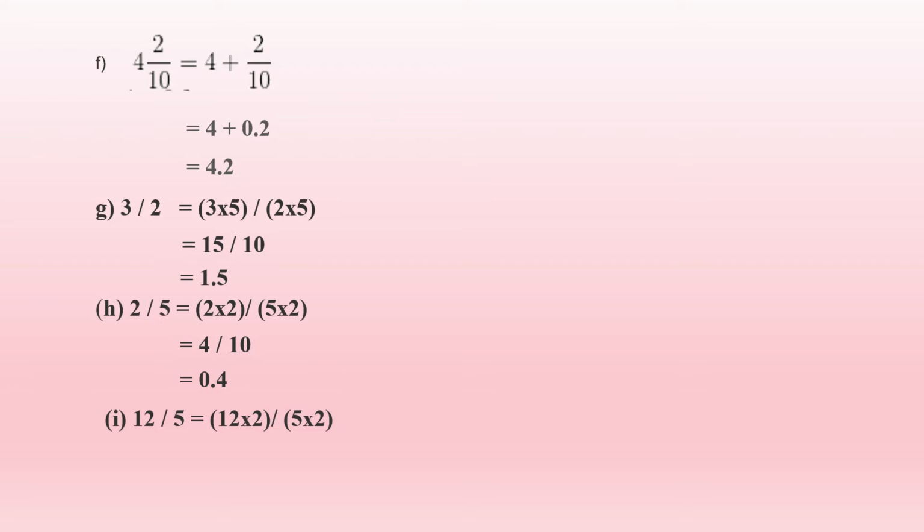12 by 5. So into 2 into 2. We'll get the denominator 10. 24 by 10, that is equal to 2.4. So we have only one 0 in the denominator. So in the answer also, we will have one number after the decimal.